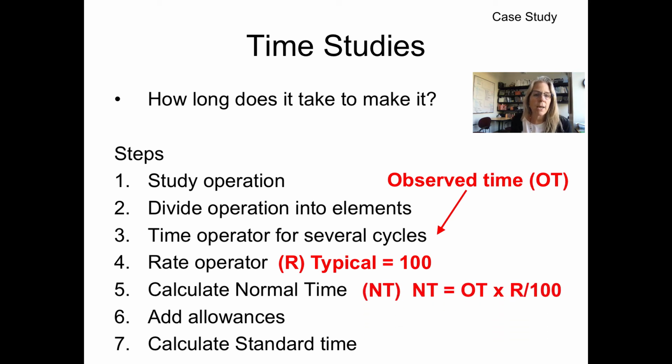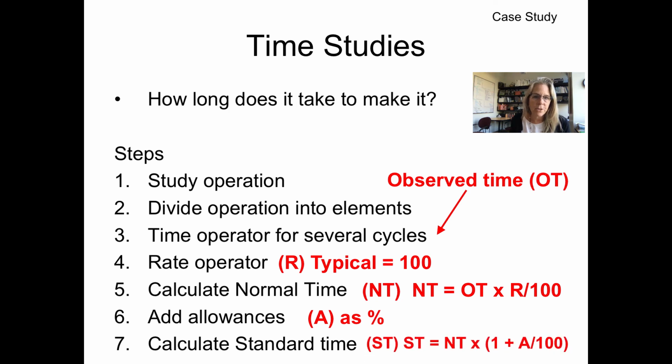And then from there, you're going to calculate normal time using this equation, which is observed time times rating divided by 100. Then you're going to add allowances, and allowances are typically around 25%, but if it's heavy work, or tedious, or low light or awkward, then you might go as much as 50% for allowances. There are tables that help you calculate the exact allowance depending on the type of work.